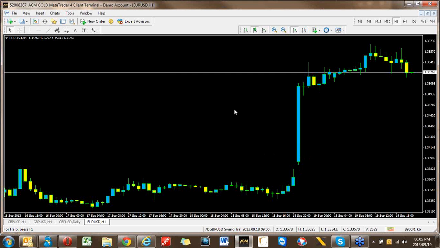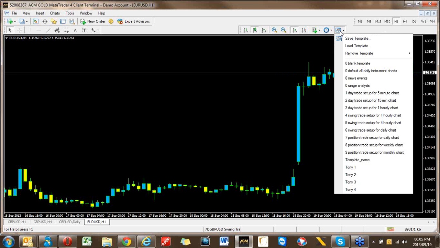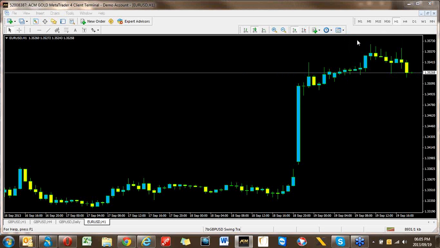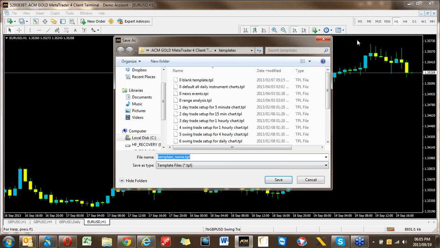Now, why am I showing you this? Well, I want to try and make it easier for you. Whenever you open up a new currency pair, once you've done all this work setting up your graphs, do yourself a favor. Go to the top here. It looks like a mini graph. Templates. Select Save Templates and give it a name. All right? You can use example 1, example 2, whatever. It's entirely up to you.